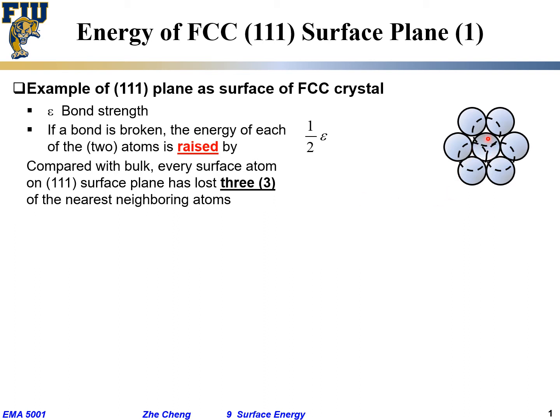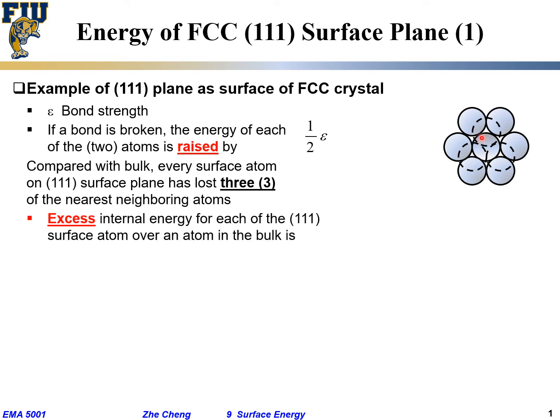For the one in the center, it would lose this one and this one, three of its nearest neighbors. And then the so-called excess energy. Excess energy for each of these surface atoms, comparing with what? Comparing with when they are in the bulk, the so-called excess energy.